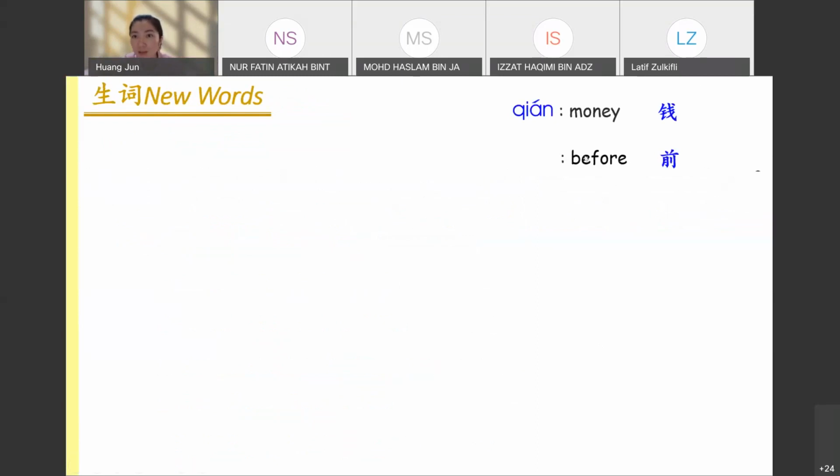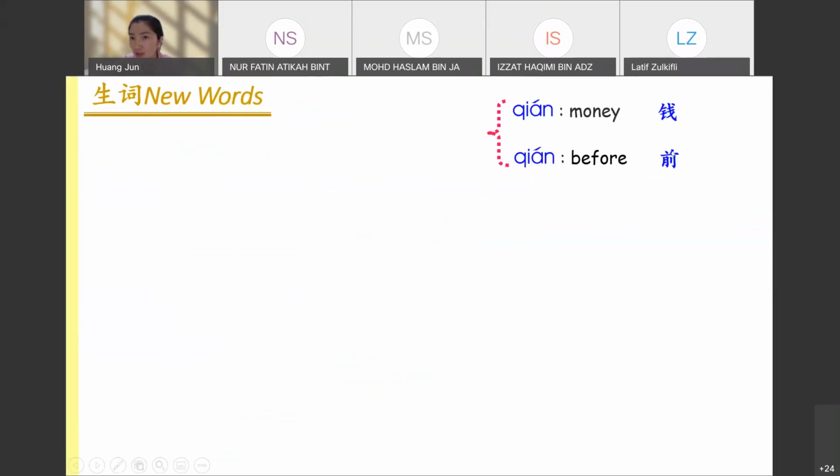Now we have learned 钱 in lesson 3. 钱 means money. We have 多少钱, for example. How much? Asking for the price, right? But actually in lesson 4, you have another word, 钱 at here.